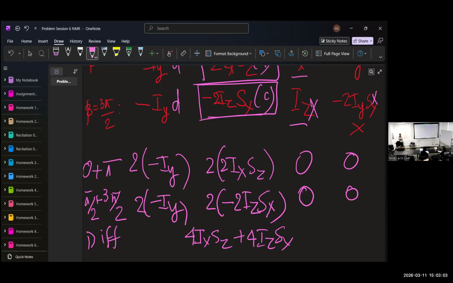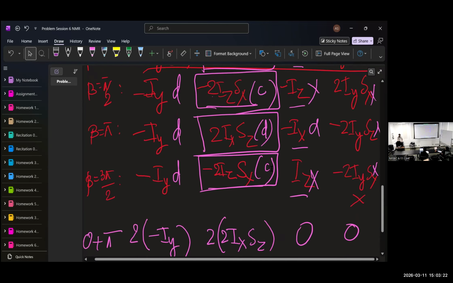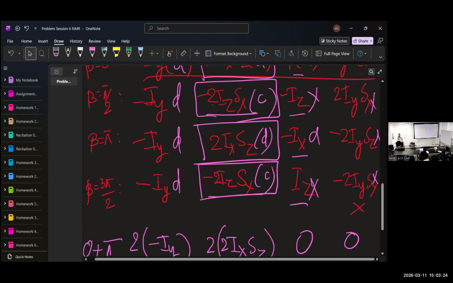Importantly, when you evolve in the direct dimension, the peaks will be antiphase absorptive. That is creating antiphase coherence. But that's okay. You don't understand the pi over 2 plus 3 pi over 2? Oh, I see what you mean, the beta. Yeah, the beta, okay.